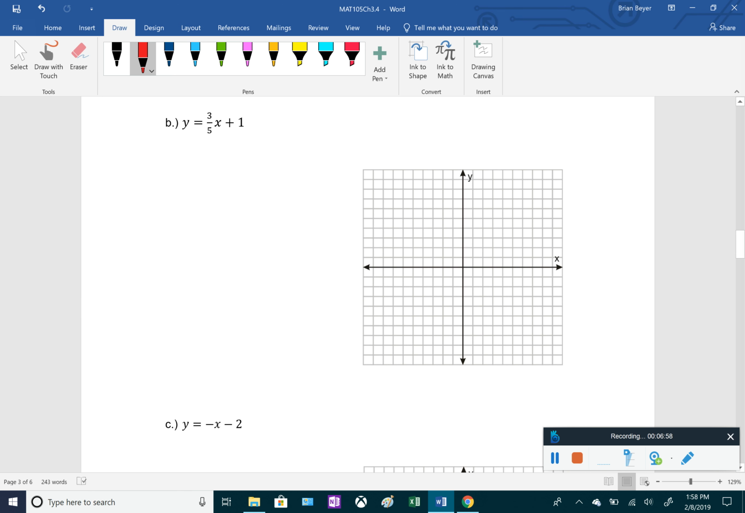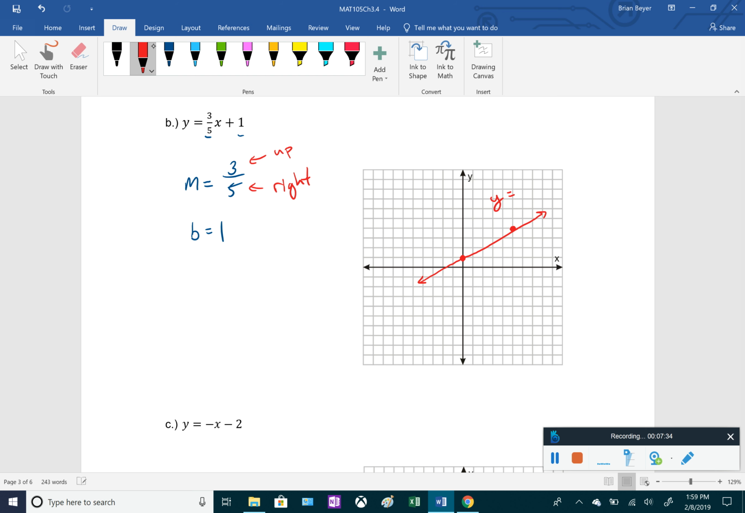Next one, y equals 3/5 x plus 1. So slope, y-intercept. Our slope is 3 over 5. Our y-intercept is 1. So we plot that y-intercept of 1. We use the slope, it's positive. So that means we're going to go up 3 and to the right 5 starting at our y-intercept. So we're going to go up 3, 1, 2, 3, to the right 5, 1, 2, 3, 4, 5. Connect those with a straight line, and we're done.